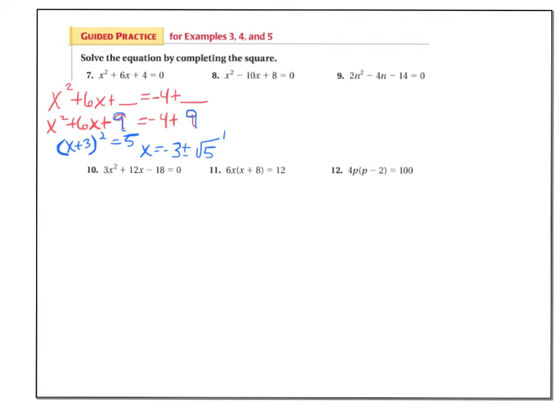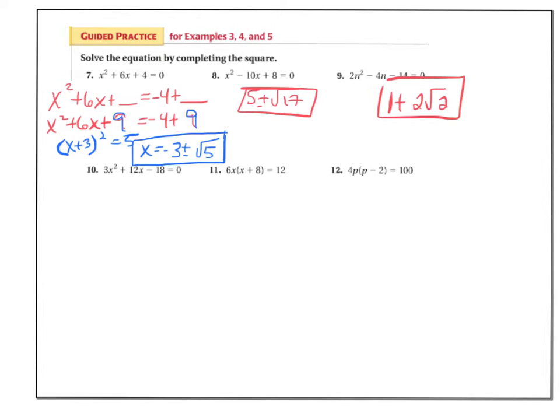So let's begin our guided practice section where you do 7 through 9 on your own. 7 through 9 are just completing the square, making it a perfect square trinomial kind of problem. So for number 7, remember, you need to take that negative 4 and move it over to the right side. Same thing with number 8. And number 9, you're going to need to divide by 2 first. So pause the video now and go ahead and solve 7 through 9 and then come back.